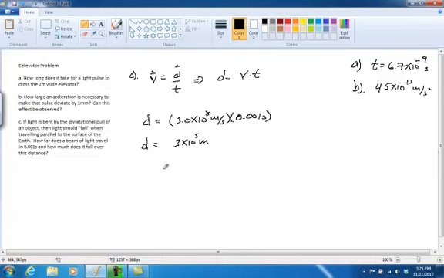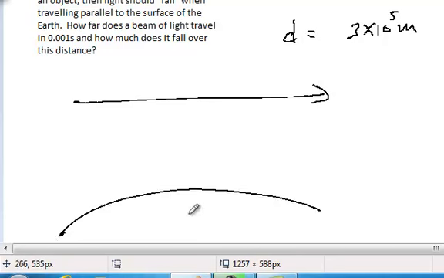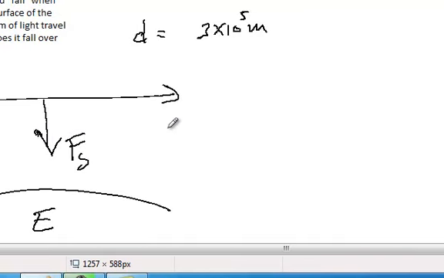So this is the same distance over which gravity is actually going to operate on the light beam, causing it to come down. So if the light beam's traveling over the surface of the Earth, say in this direction, and the Earth is here, then the gravitational pull would be operating on the light in this direction, we can call it force of gravity, and it would cause it to bend. So the question is, how much would that occur?